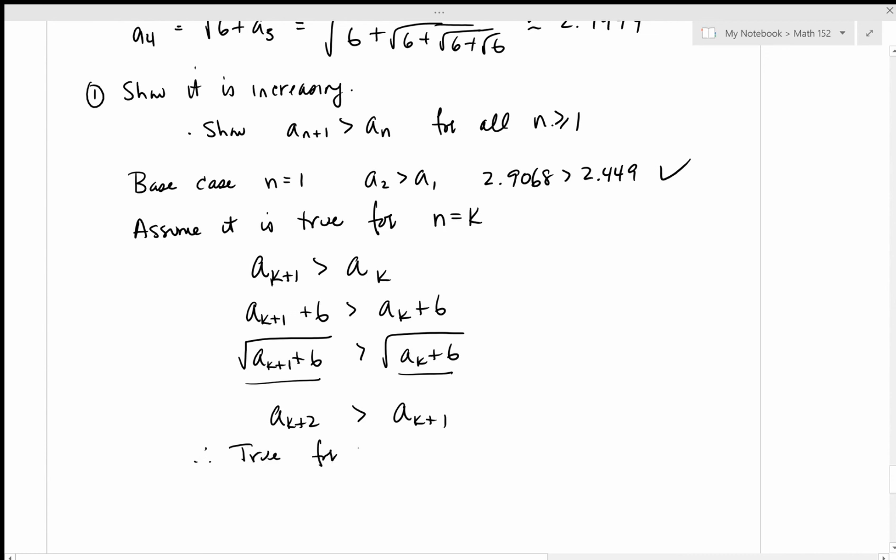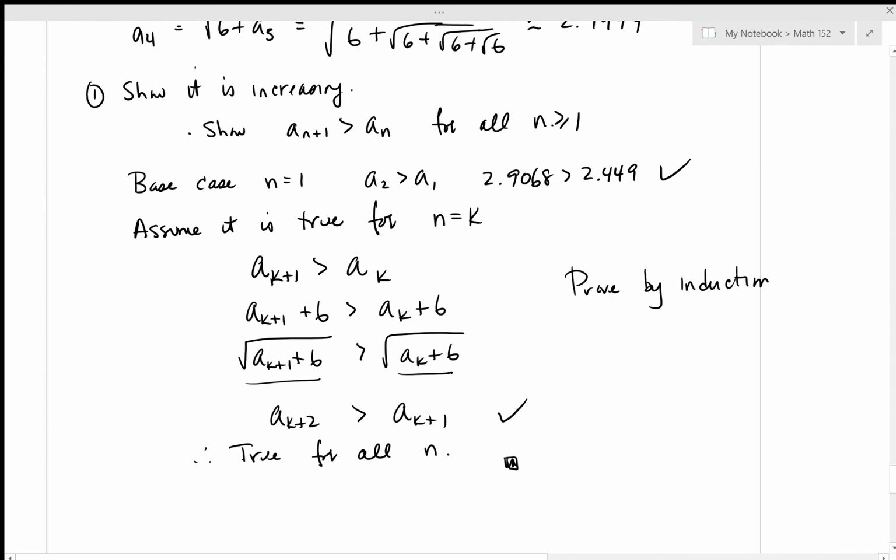Now therefore it's true for all n, because I've shown that a_2 is bigger than a_1. And the statement I've shown means I can imagine putting in k equals 1, and that shows a_3 is bigger than a_2. Then I imagine putting in k equals 2, and that shows a_4 is bigger than a_3. And that gets them all. Okay, so I'm done. That is a proof by induction that this is an increasing sequence. That is the end of the proof, and this technique is proof by induction.